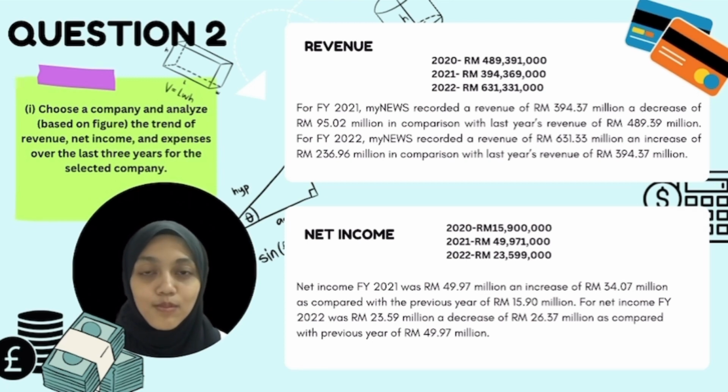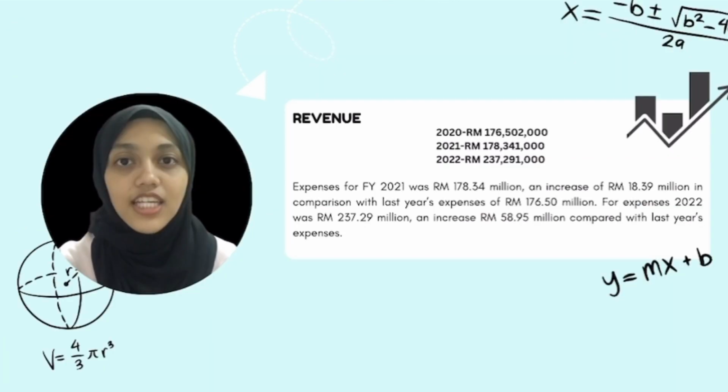Next, for net income, 2021 was RM49.97 million, an increase of RM34.07 million as compared with the previous year of RM15.90 million. For net income, 2022 was RM23.59 million, a decrease of RM26.37 million as compared with the previous year of RM49.97 million.